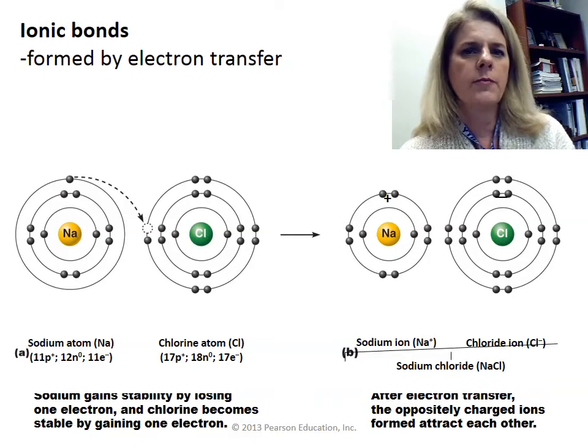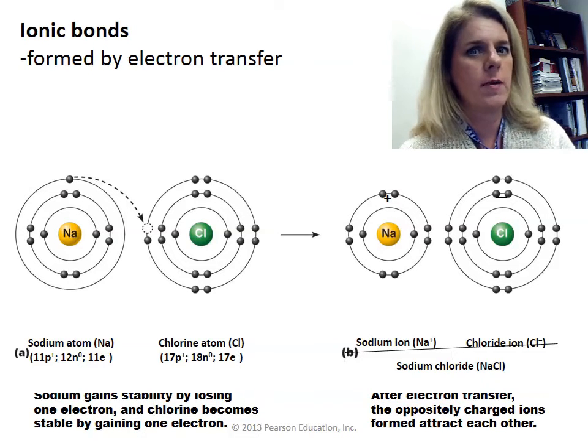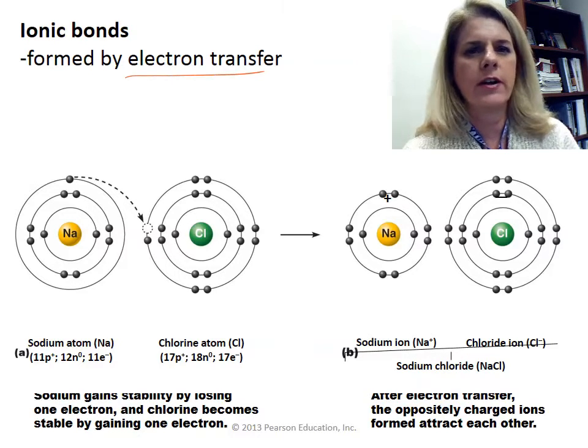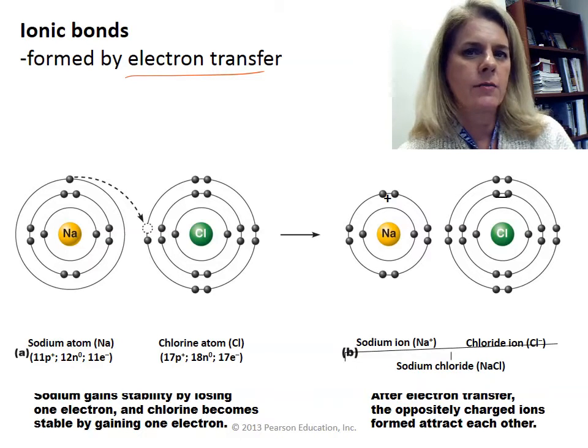The first type of bond we're going to talk about is an ionic bond. Usually when you think of an ion, you think about a charge, maybe positive or minus. Keep that in mind as a clue about an ionic bond. An ionic bond is made by transferring an electron from one atom to another.